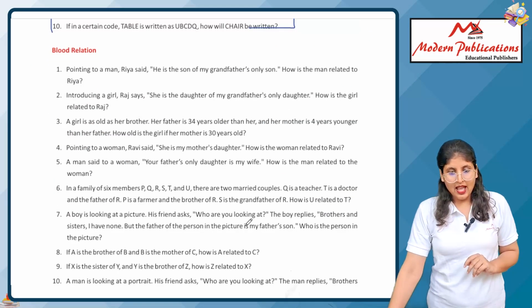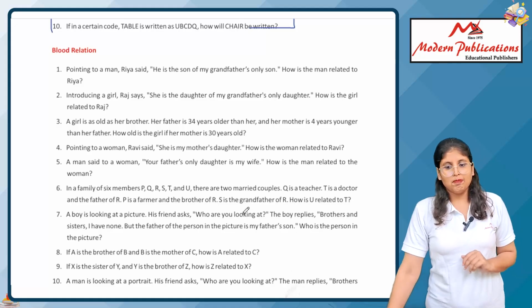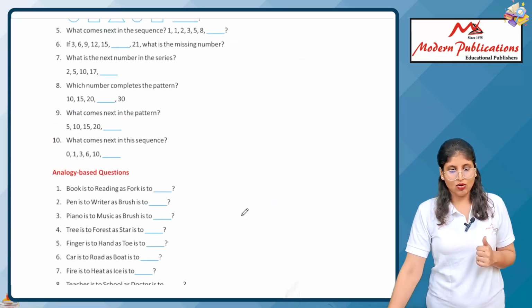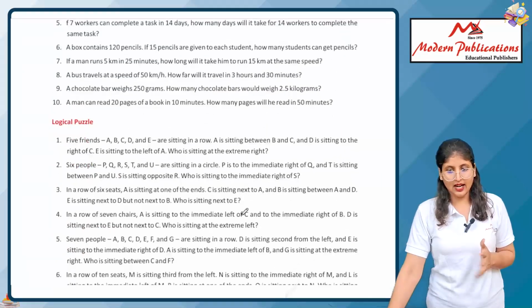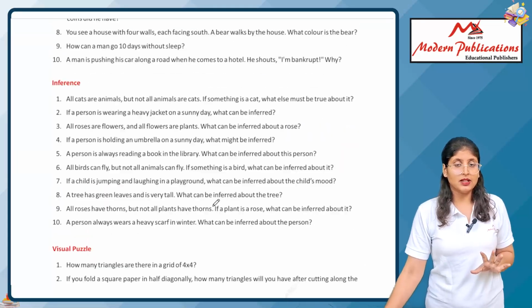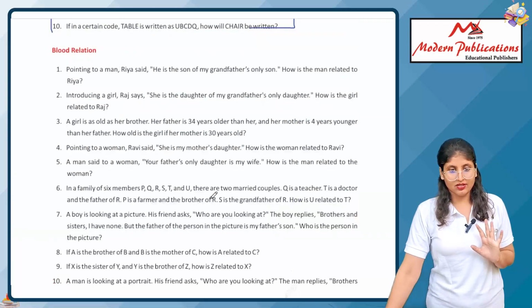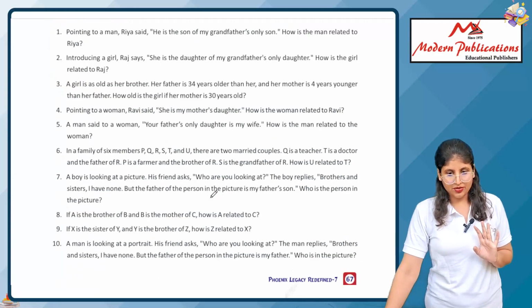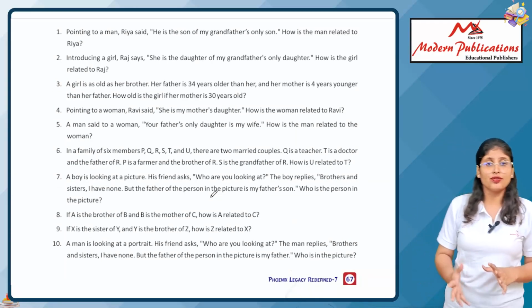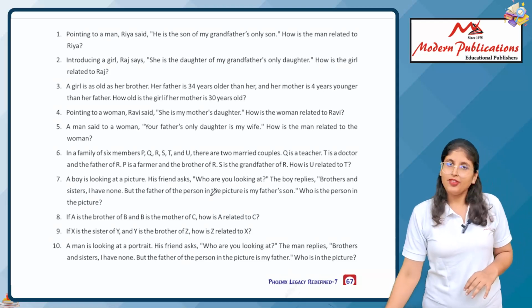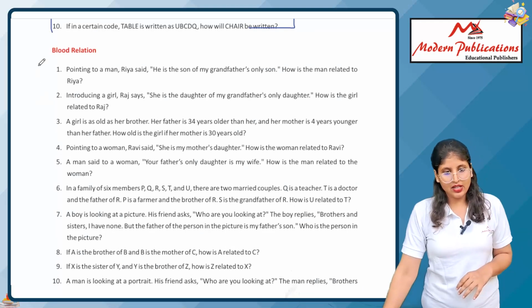Next one is the blood relation question. Here we can see blood relation questions, some puzzle questions, and the last one. This chapter is a little bit lengthier, but don't worry, it's a quick chapter. So blood relation, that's why I'm giving you some questions for homework, so that we can finish it. If you don't understand the questions, I will help you.